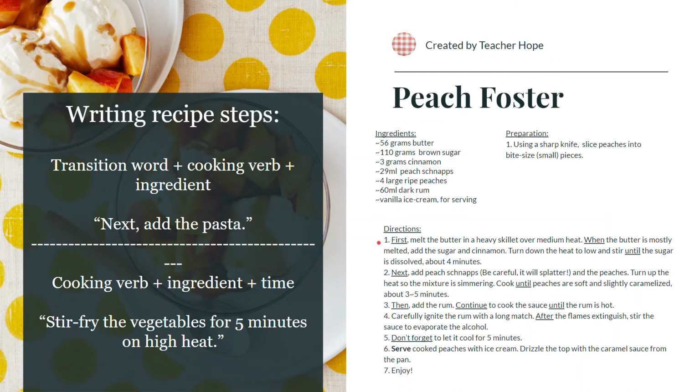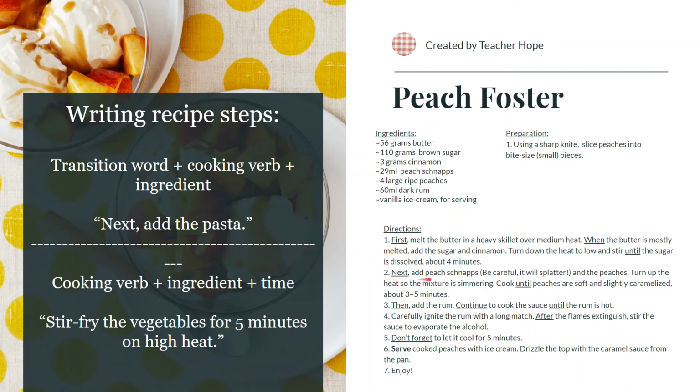Directions. Number 1. First, melt the butter in a heavy skillet over medium heat. When the butter is mostly melted, add the sugar and cinnamon. Turn down the heat to low and stir until the sugar is dissolved, about 4 minutes.